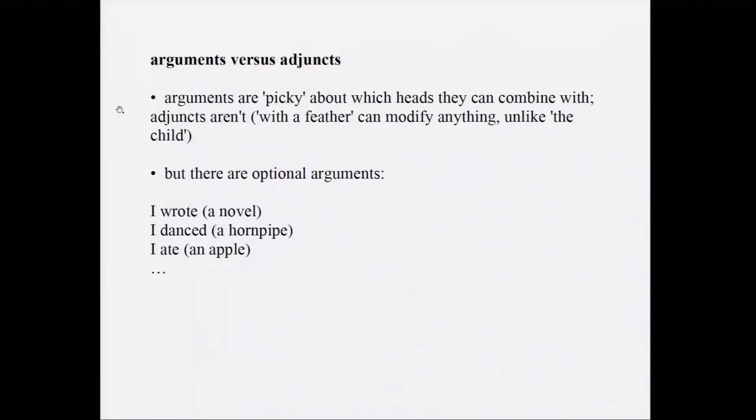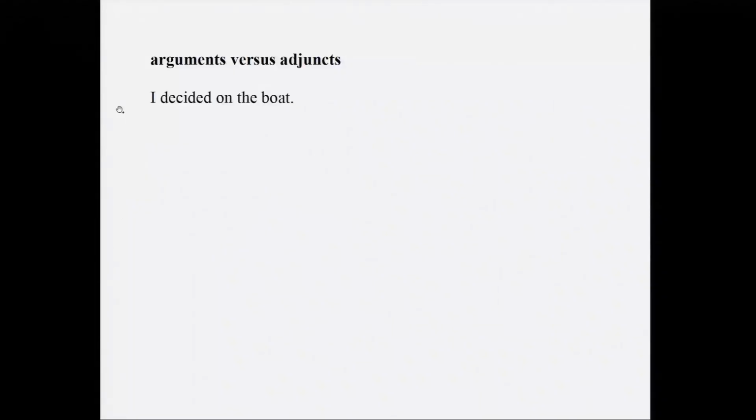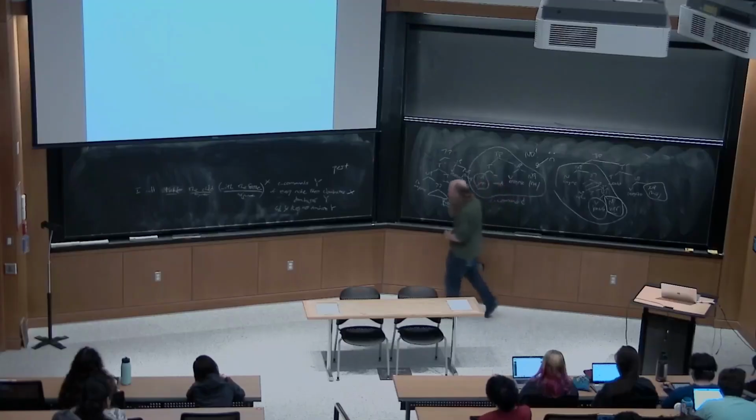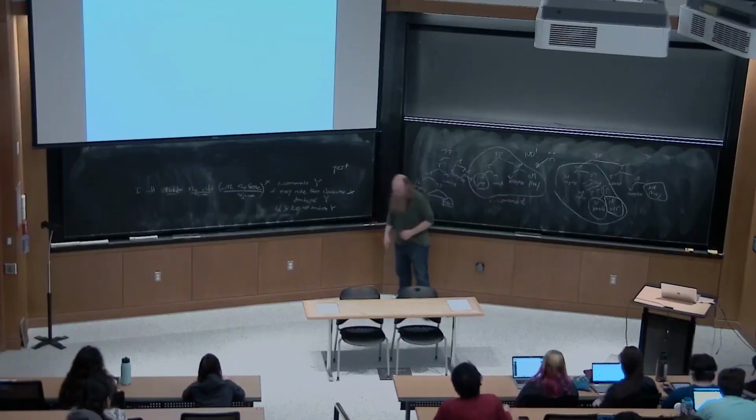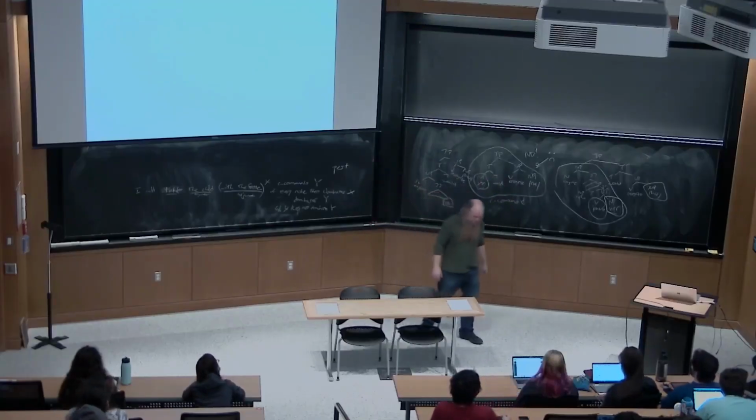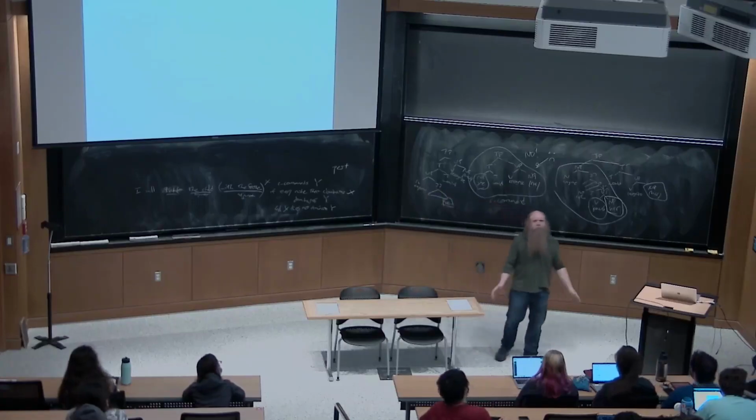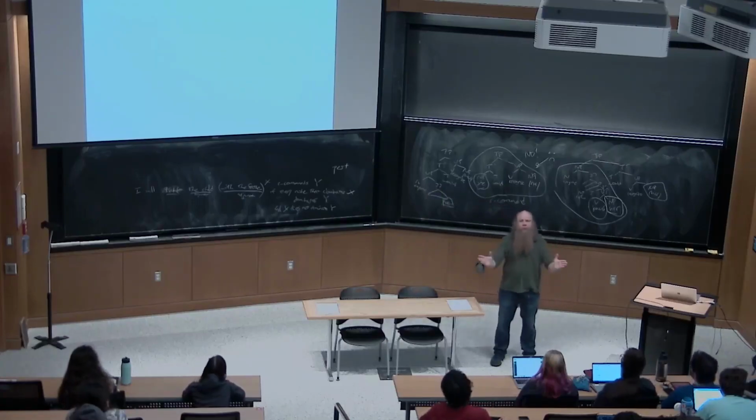so that's the distinction between arguments and adjuncts. Why are we bothering to distinguish between arguments and adjuncts? Well, there are various places where they behave differently in kind of interesting ways. So take a sentence like, I decided on the boat. That can mean a couple different things. Somebody tell me something that it can mean.